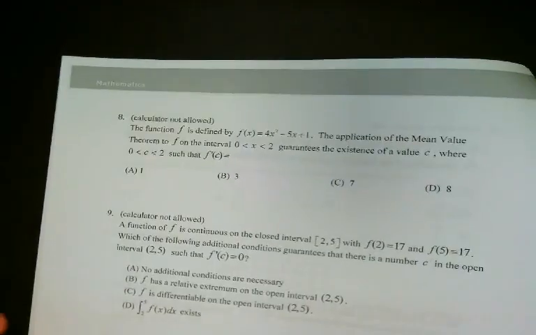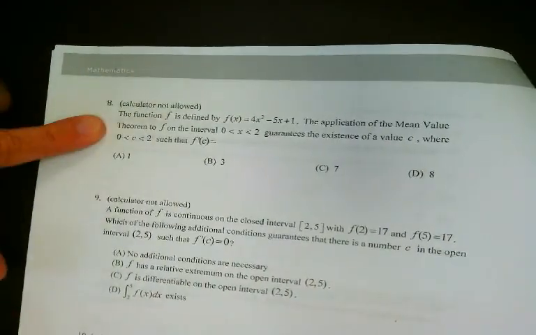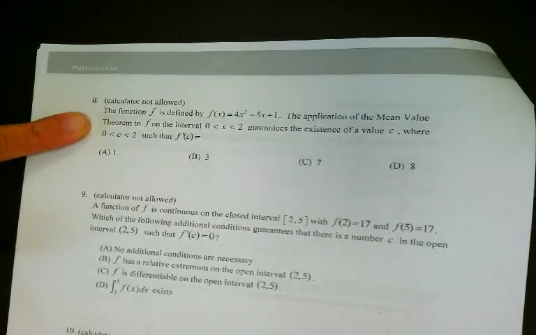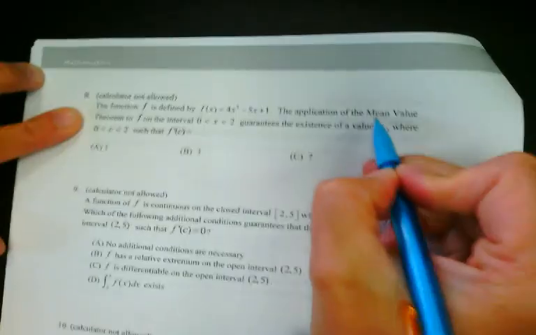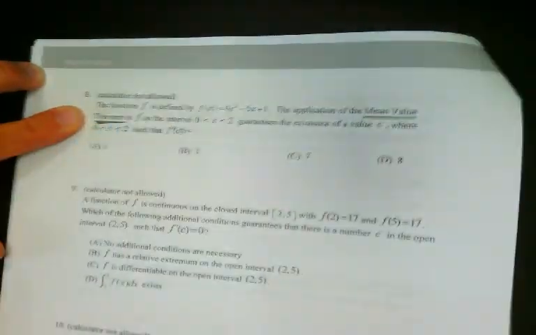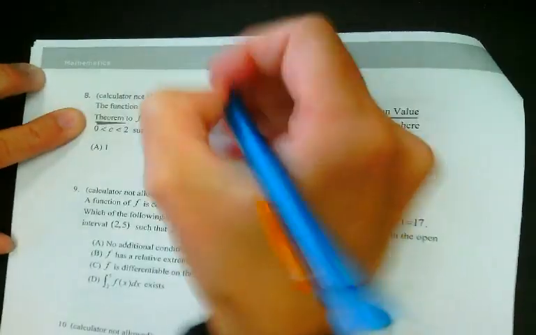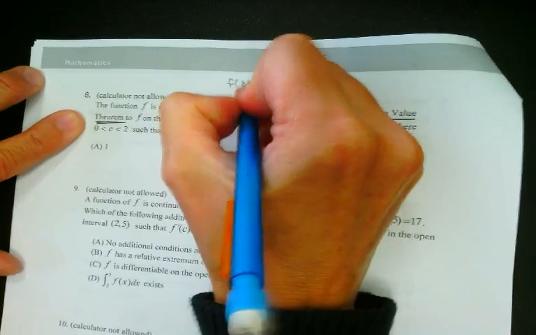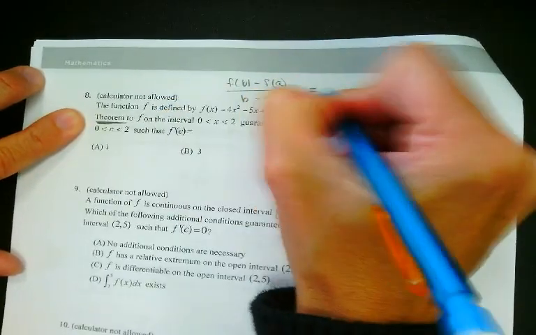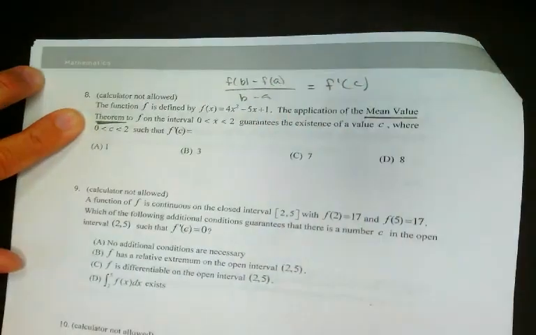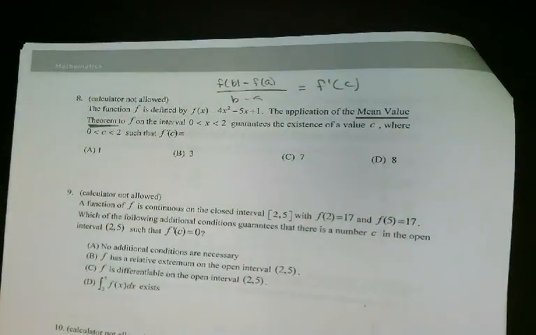Let me keep looking here. Let's try number 8. A little uglier. The function f is defined by this function, the application of the mean value theorem. So now they're telling you to use the mean value theorem. So let's start with the theorem. f of b minus f of a over b minus a equals f prime of c. Average rate of change equals instantaneous rate of change.